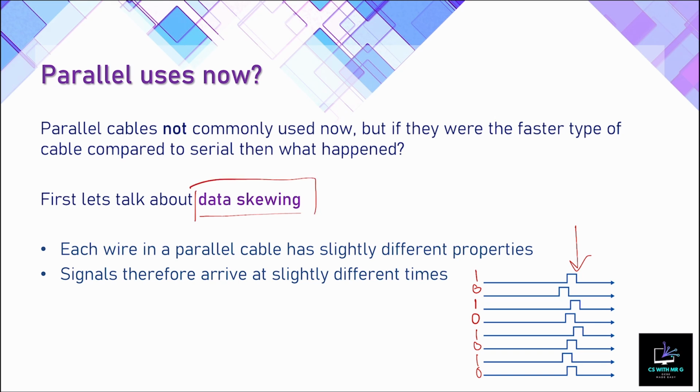It looks like this one's being received first, then this one, then this one, then this one, and so on and so forth. So the computer's actually receiving the data like this, okay? Not in the order that it was being sent in the first place. So data skewing is when it arrives out of time and the data will become skewed.